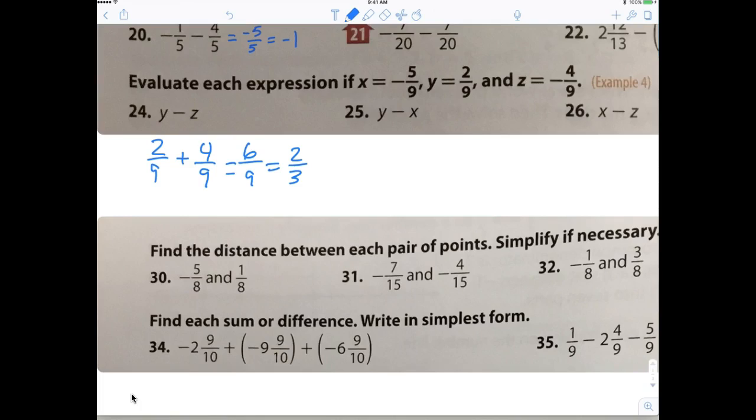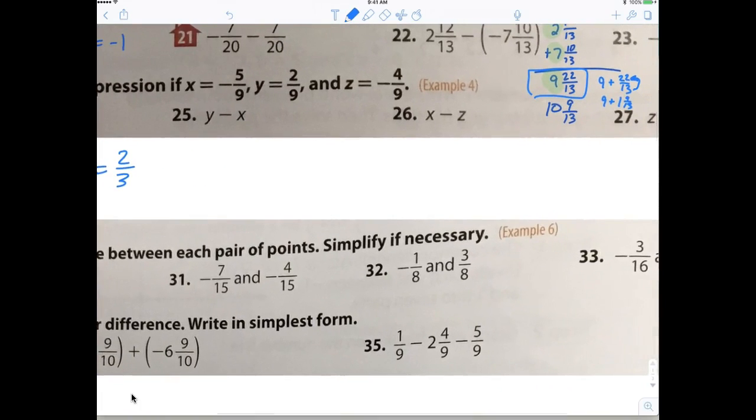Anybody have any issues? I was just saying if it was 24. Yeah, that's number 24, right? The next one is 26. All right. 26. Let's see what you can do. What's x?